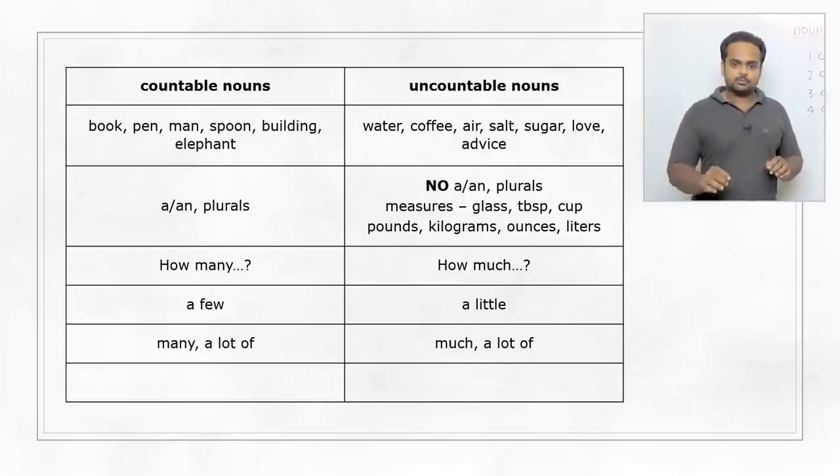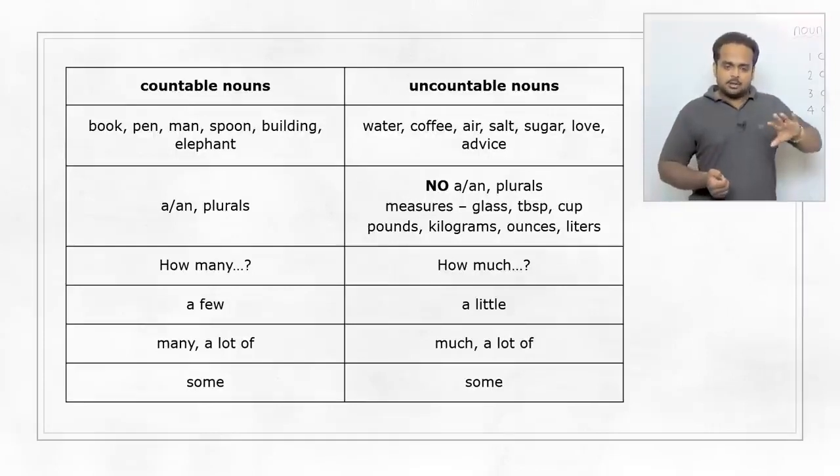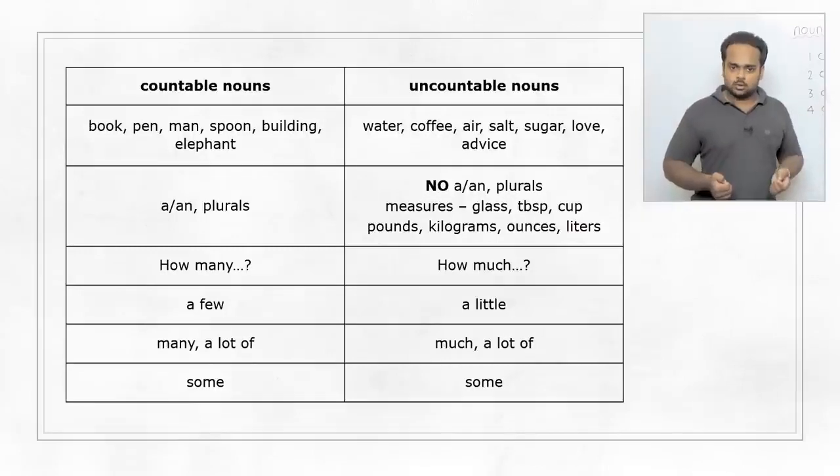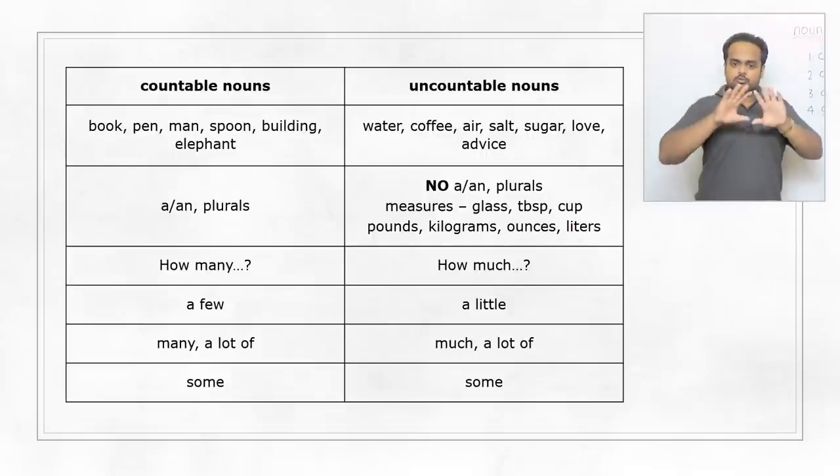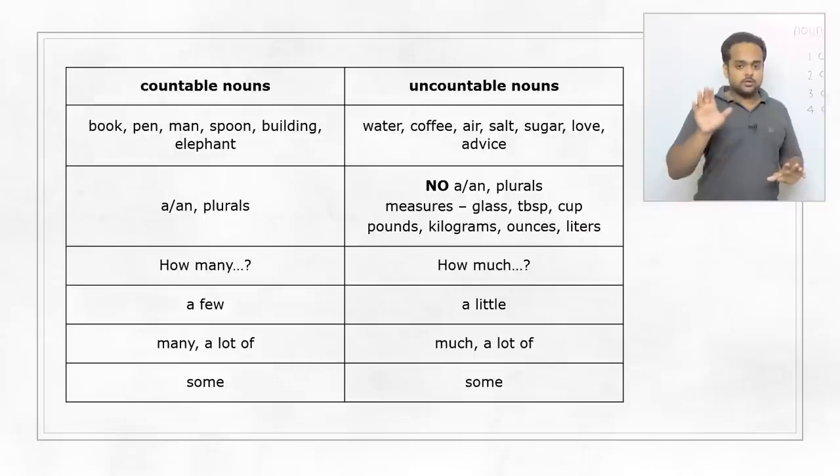So notice that a lot can be used both with countable and uncountable nouns. In the same way, the word some can also be used with both types. For example, some computers in my office don't work. That's some number, but I don't want to say the number, or I don't know the number. In the same way, we can say there's some tea left in the glass. Some tea is some quantity, but I don't know the quantity. So with both countable and uncountable nouns, we can use a lot of and some.